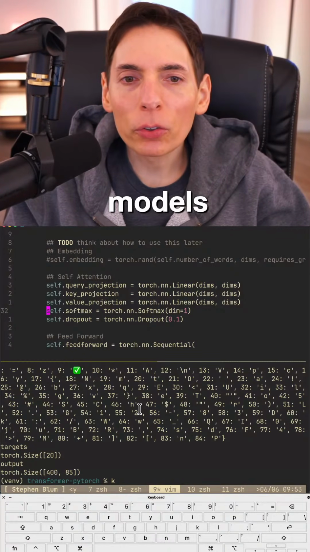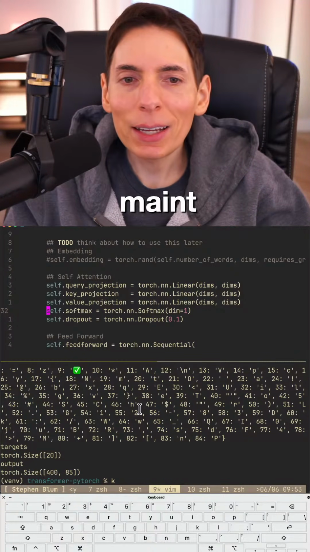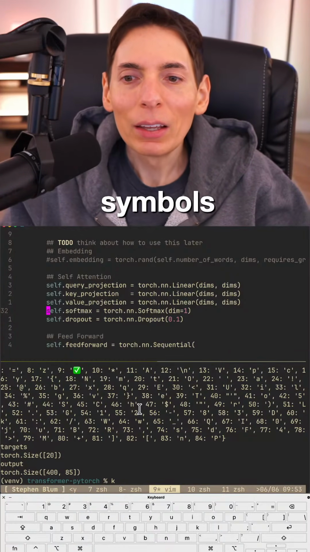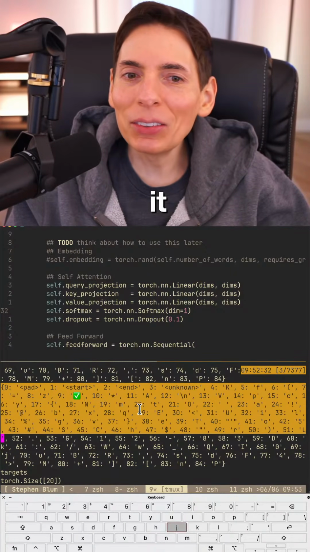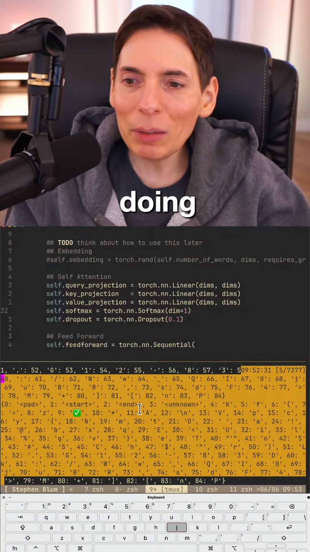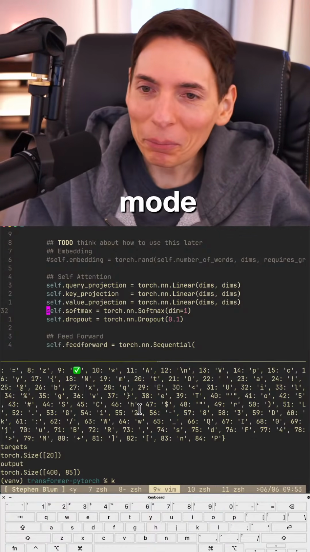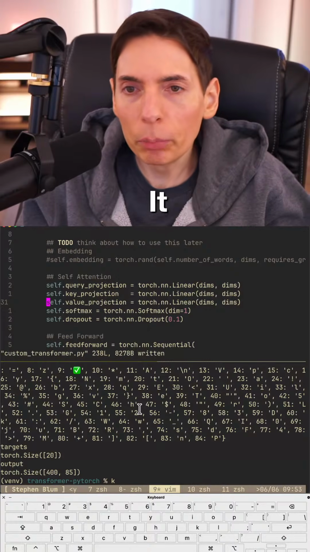Training tokenizer models with words is more difficult to train and maintain than simple 50 token models with letters and numbers and symbols, as you can see right here. Yeah, you called it, Zabian. That's what we're doing. We're doing the easy mode. It's fine though. It'll probably work.